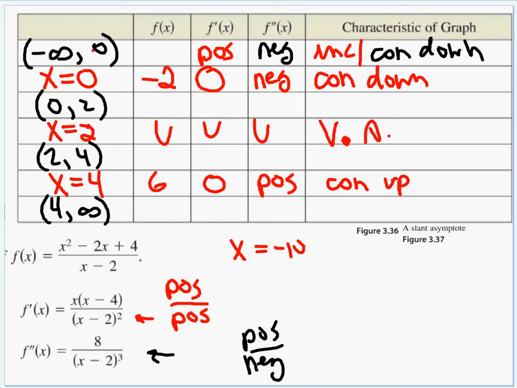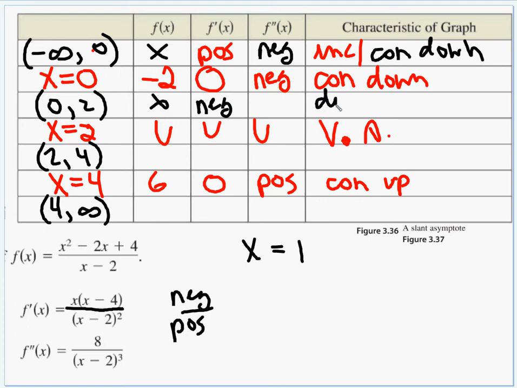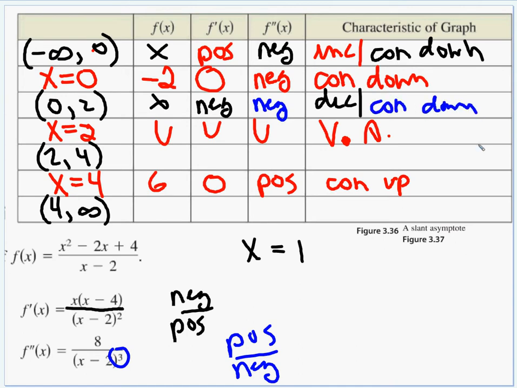Okay, 0 to 2. Infinitely many numbers in there to choose from, so let's do x is 1. If I put 1 into the first derivative, I'm going to have a positive 1 times a negative 3. That's a negative numerator. Our denominator is quantity squared. That's always positive. So that gives us a negative value overall, and our function is decreasing on the interval. The second derivative, if we put a 1 in there, we're going to have a positive 8 in the numerator. 1 minus 2 is negative, and we cube that, and it's also negative. Positive over negative is negative, and we are concave down.